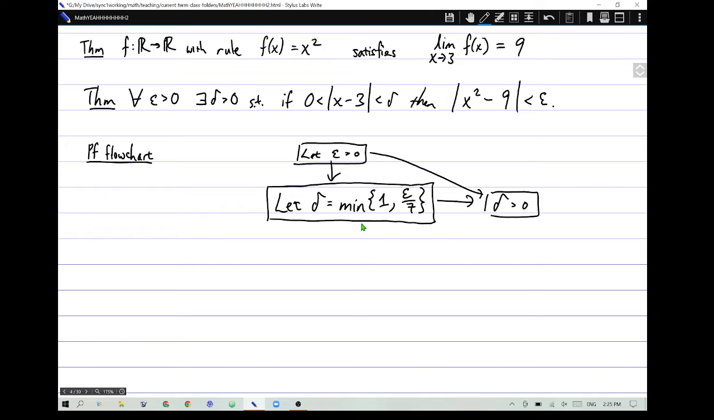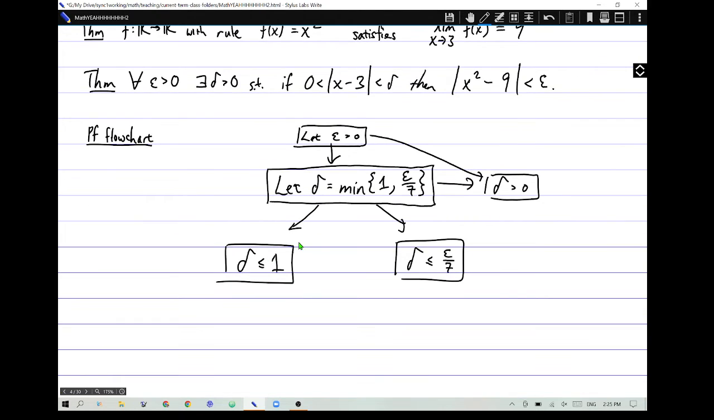Okay, but then the key thing is that delta, if it's defined to be the min of these two things, then delta has to be less than or equal to each of them. It's going to equal at least one of these, but delta should be less than or equal to 1. Delta should be less than or equal to epsilon over 7. And the point really is, we've seen so many proofs where one thing leads to the next, leads to the next. We're actually going to follow two separate tracks, so visually you'll see this, right?